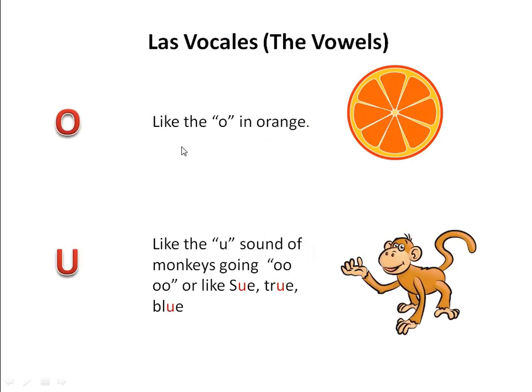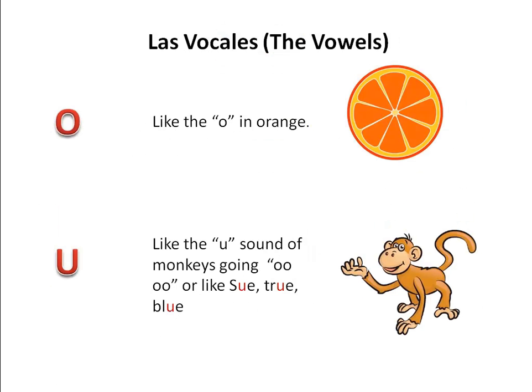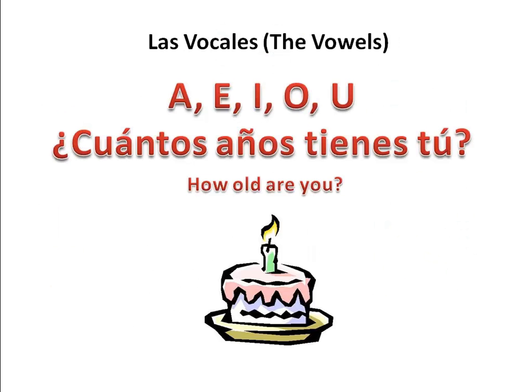O in Spanish is like the O in orange, so it's the same in English, basically. O. The U in Spanish is like the U sound of monkeys going woo, woo, woo, or like su, true, blue. So, repitan, A, E, I, O, U. Got it.